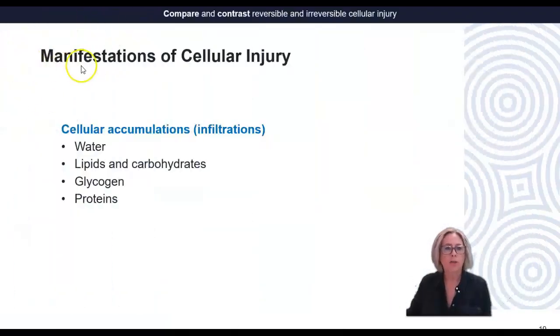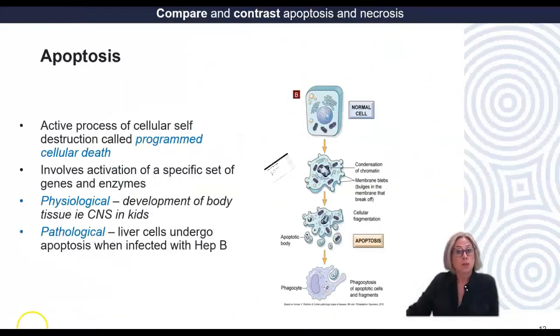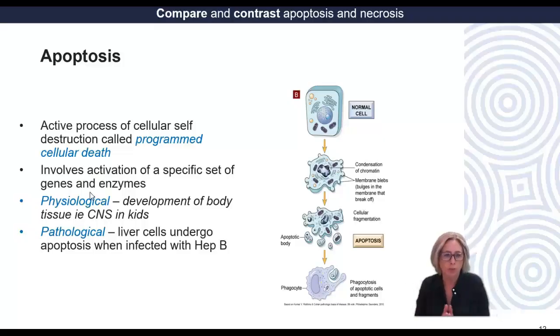Now, just a quick reminder of the manifestations of cellular injury. They do involve these cellular accumulations or infiltrations that may or may not be toxic to the cell. So water, lipids and carbohydrates, glycogen and proteins. So we'll start with the process of apoptosis, which I'm sure many of you have already heard of. This is an active process of cellular self-destruction, and we call it programmed cell death, right? It involves the activation of a specific set of genes and enzymes. So it's a very neat and ordered process.